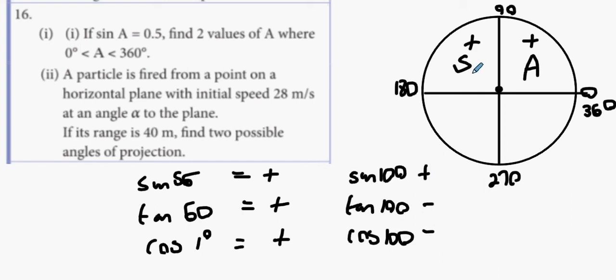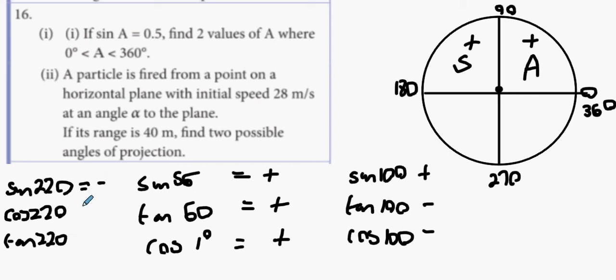Next, we go between 180 and 270. We'll pick any number we want, let's say 220, and once again try out the calculator on all three. Which one's positive this time? It'll be tan. Tan is positive.